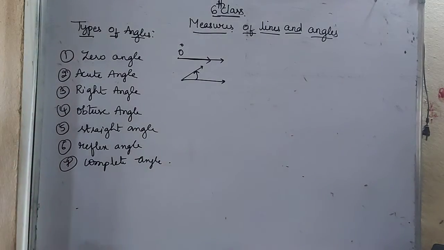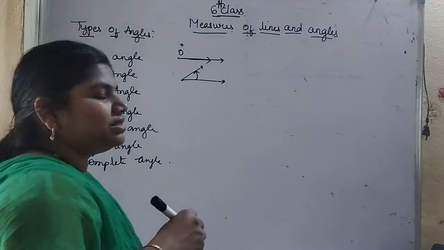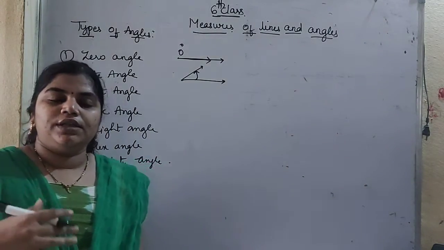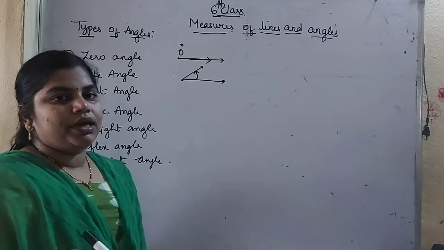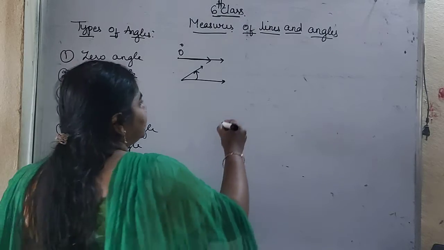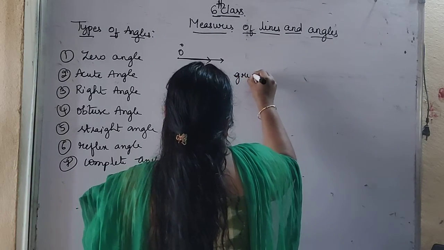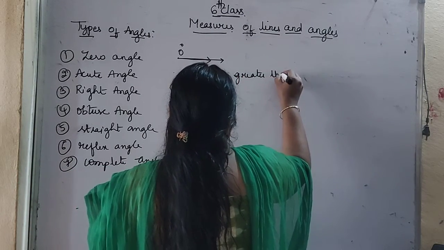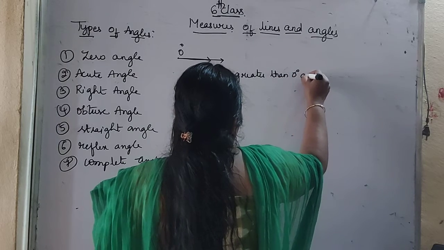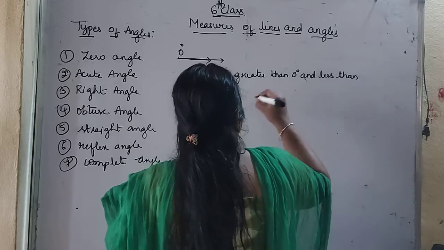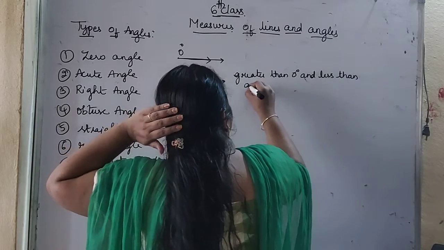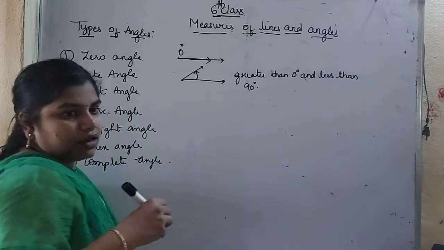So what do you mean by acute angle? Acute angle means greater than 0 and less than 90 degrees. So what do you mean by acute angle? Acute angle is greater than 0 and less than 90 degrees.